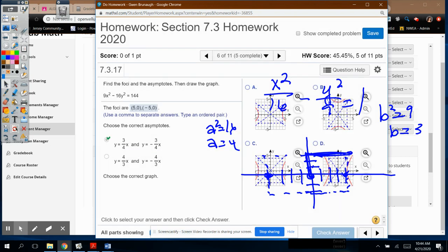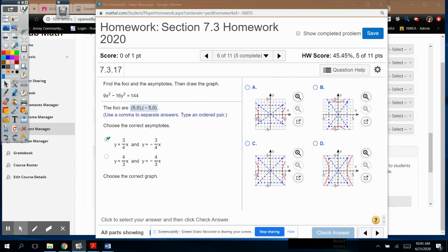And now what is the graph? Let's see what I have here. I got to go 4 in the x direction and 3 in the y. Okay, 4 in the x direction, 3 in the y. That looks okay. That is not okay. That's not okay. And that's not okay. So the answer is A.